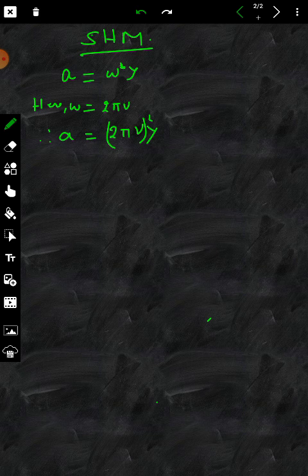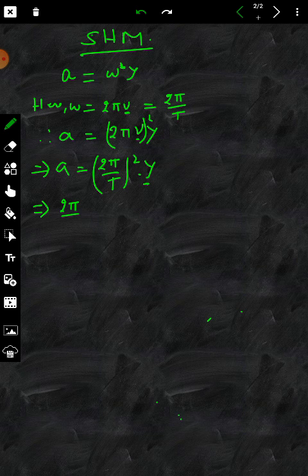And this nu, the frequency, is the reciprocal of the time, so it is 1 upon T. So in place of nu, we substitute its value in terms of the time period, which we are willing to find out here. So it is 2 pi upon T, squared, into y. From here we find time T. We take the term multiplying y to the other side. So 2 pi upon the time period T, squared, is equal to a upon y.